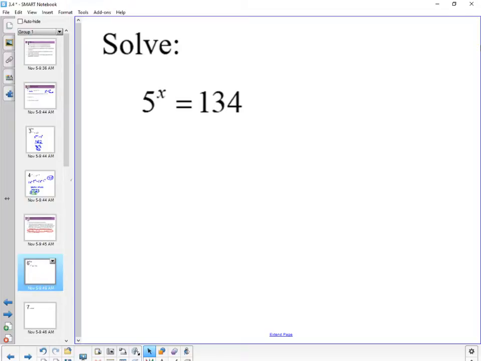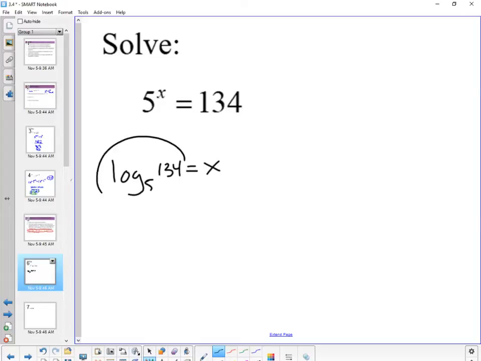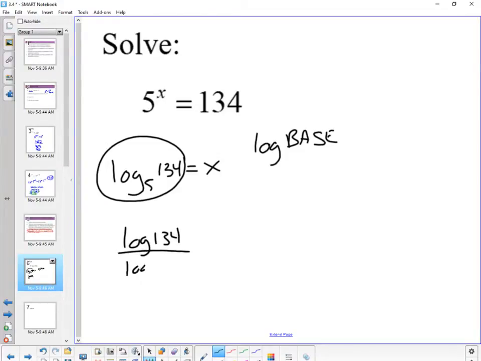Now, here's one thing that I can do. I know that I can change this over into logarithms, right? What I'm really asking is, some log with a base of 5 is going to give me 134, right? I can throw this in my calculator using the log base feature, and I can get the answer that way. Or I can go log 134 over log 5, and throw that into my calculator.